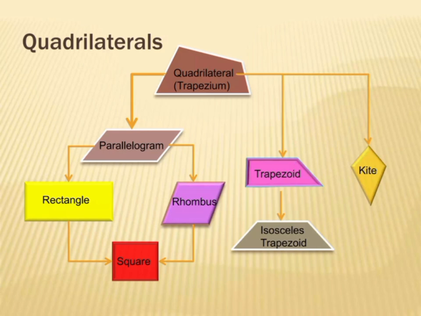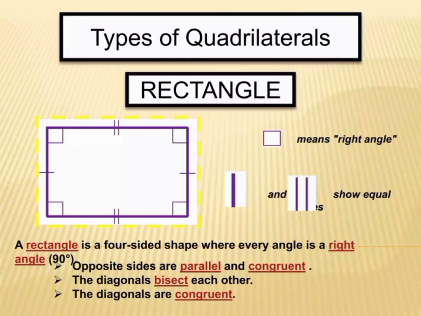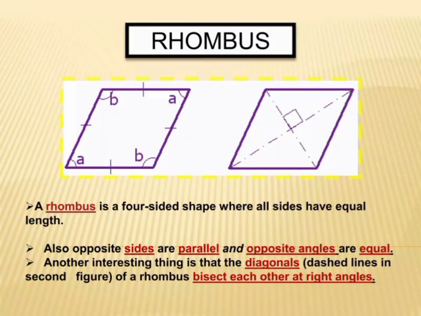Types of quadrilaterals. Let's start with the rectangle. A rectangle is a 4-sided shape where every angle is a right angle, that is 90 degrees. In a rectangle, opposite sides are parallel and congruent. The diagonals bisect each other. The diagonals are congruent.